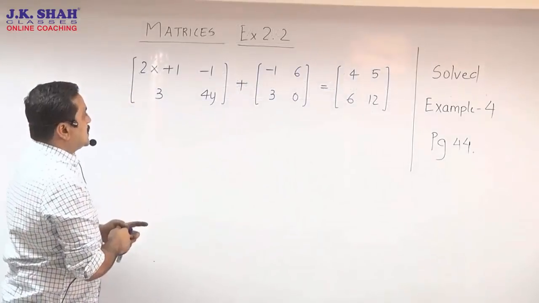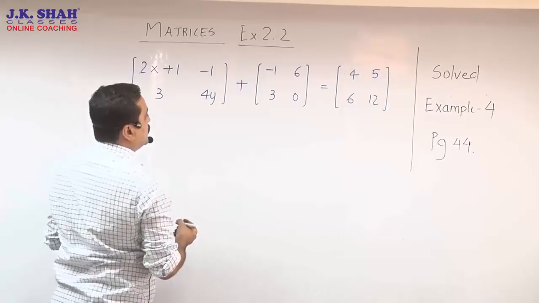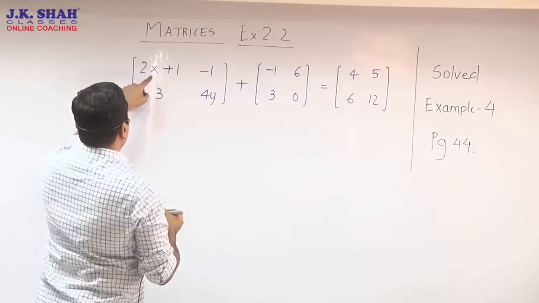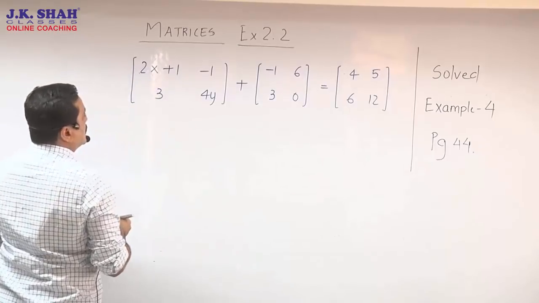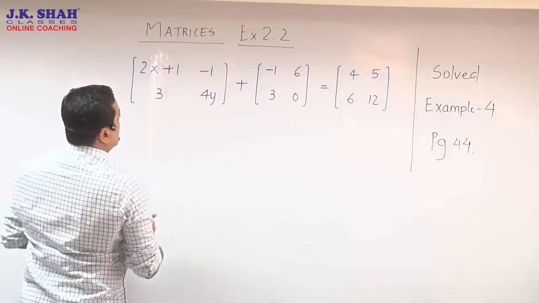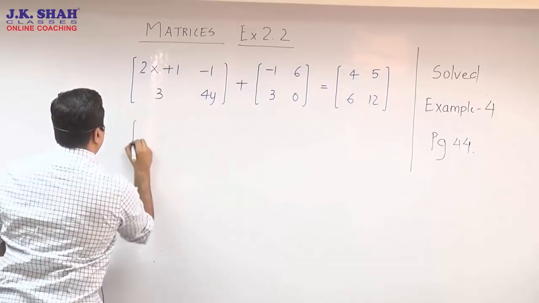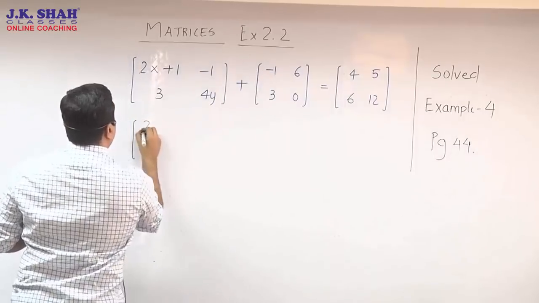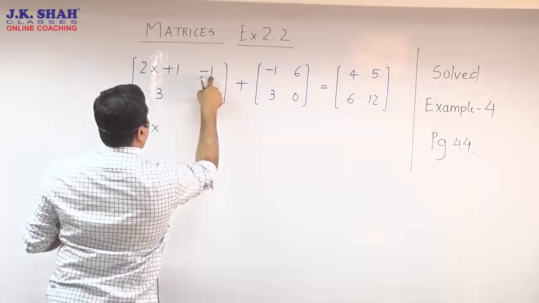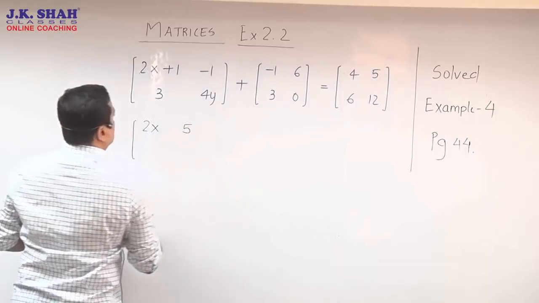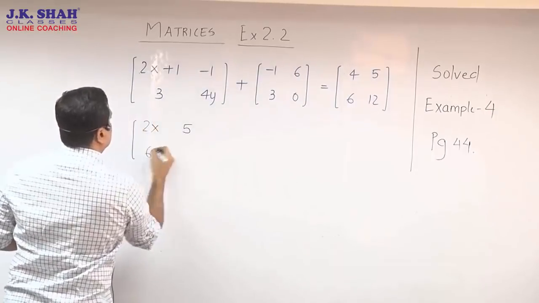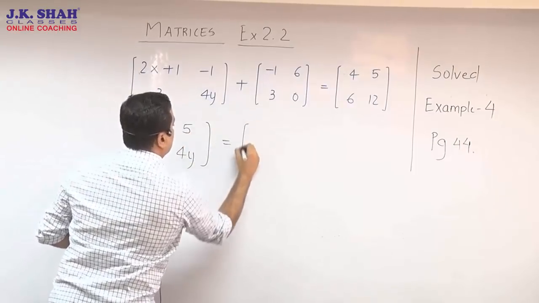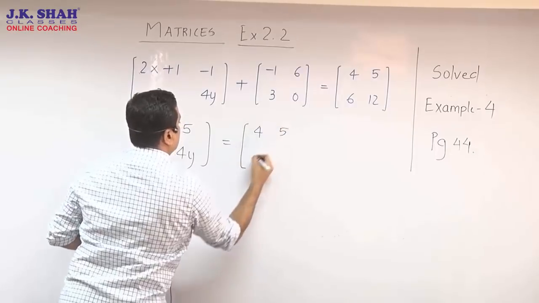So coming to next sum, that's example 4 on page 44. Question says we need to find the elements x and y over here. So I think we just need to first finish off the adding of two matrices. Let's finish off the LHS part of this. It's going to be 2x plus 1, minus 1 plus 6, and 3 plus 3, and 4y plus 0. It's adding the corresponding elements. That's equal to the matrix on the other side, 4y, 6, 12.